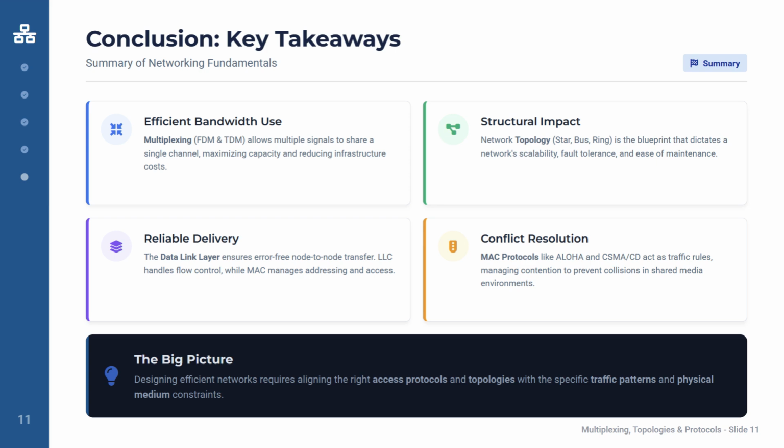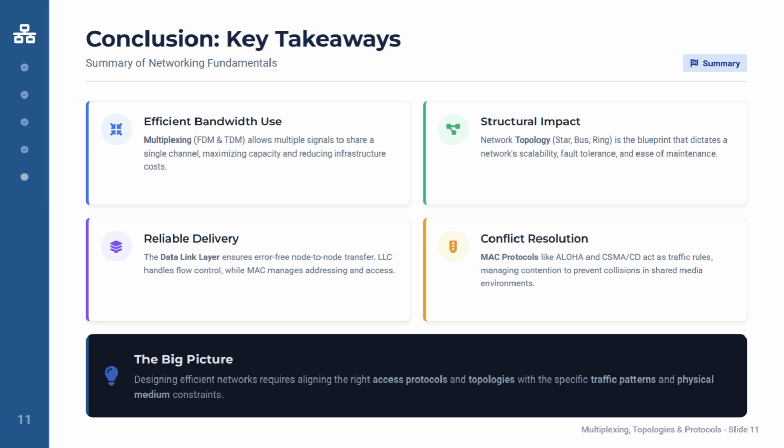Structural impact: network topologies, star, bus, ring, blueprint scalability, fault tolerance, and maintenance ease. Star for robust growth, bus for cheap simplicity, ring for ordered flow. Choose your skeleton wisely. Reliable delivery: the data link layer ensures error-free node-to-node transfers. LLC cops flow and errors. MAC handles addressing and access, the L2 duo gluing physical to network.